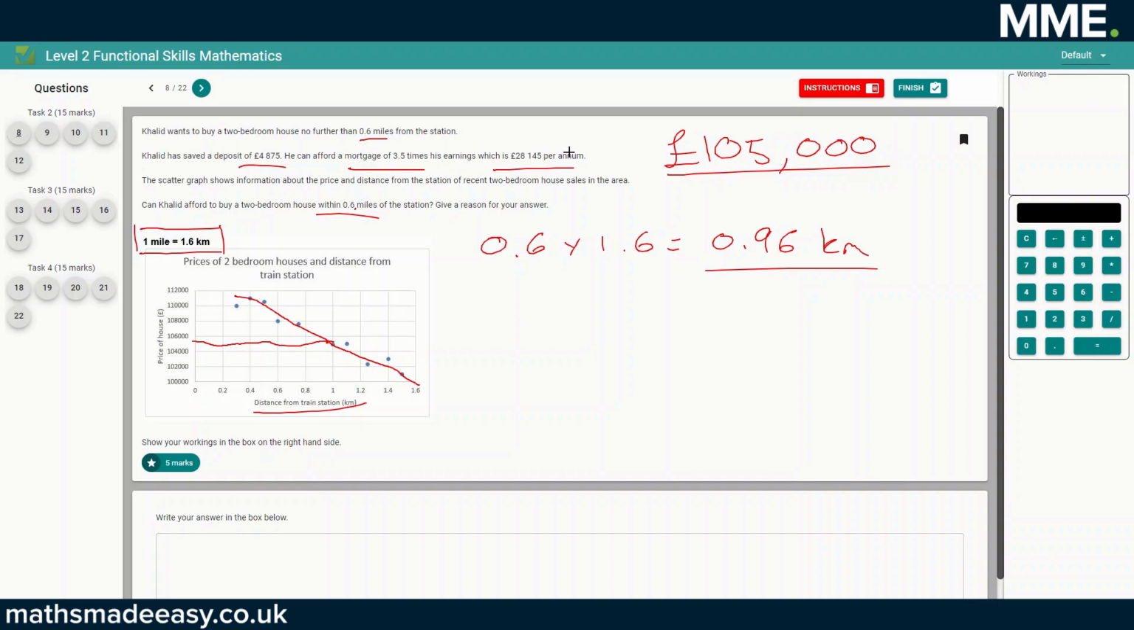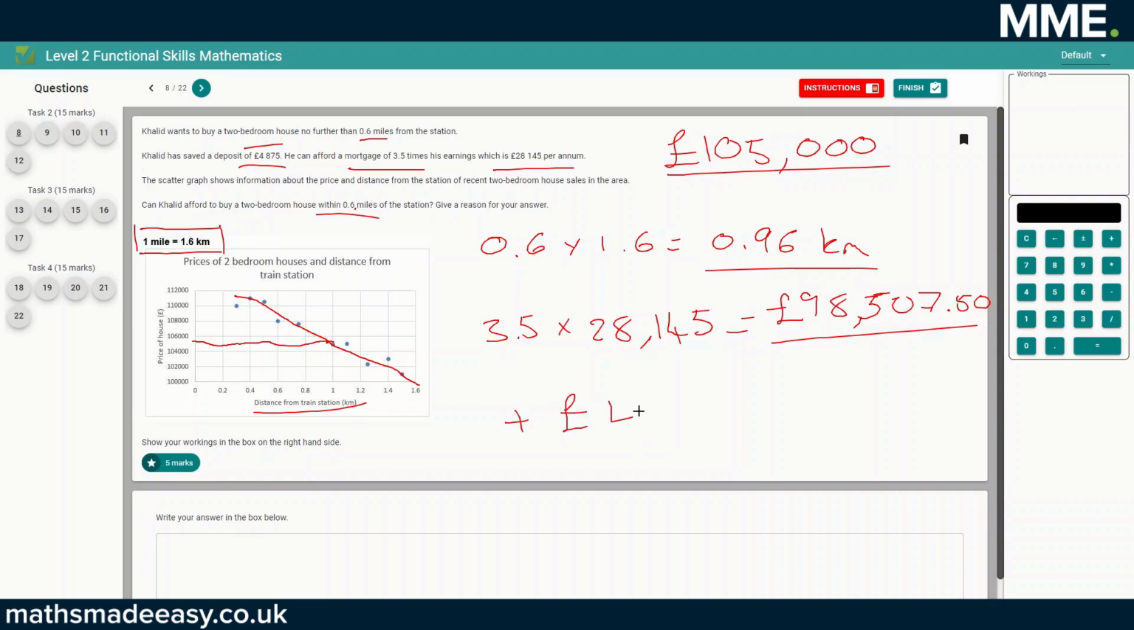So we're given the information that the mortgage he can get is 3.5 times his annual salary of 28,145. So calculating that value, we just multiply it and putting this into a calculator, it should be a comma, and that comes out as 98,507.50. We always add the 0 at the end for money. That's the mortgage he can get, but we're also told that he's saved up for a deposit, so we have to add that value to the total.